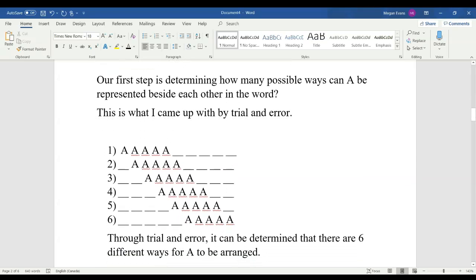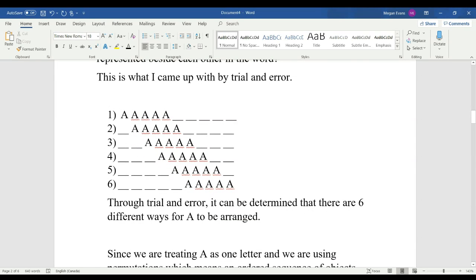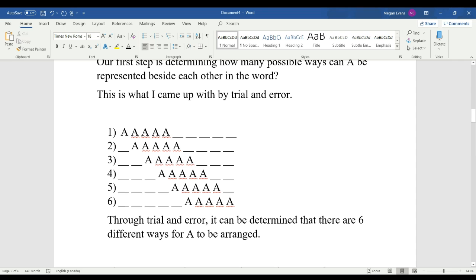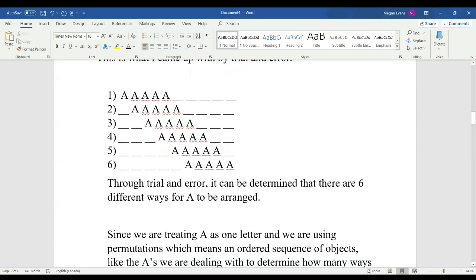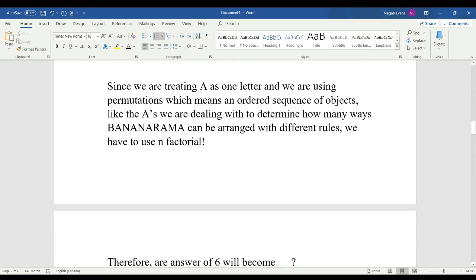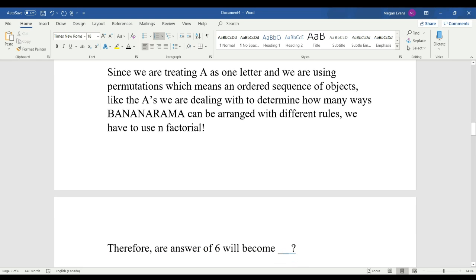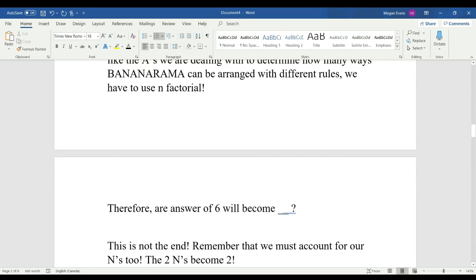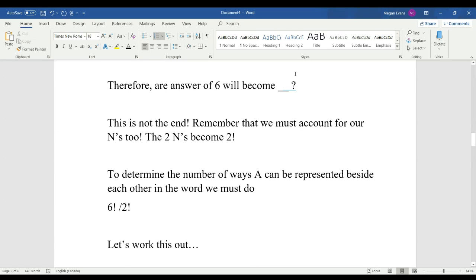Always make sure you're accounting for your letters. So this is how I came up with how many possible ways the A's can be represented beside each other in the word. Through trial and error, I determined that there are 6 ways. I put the A's at the beginning of the word and at the end of the word, and I came up with 6. Hopefully you all got something the same. Since we're treating the A's as one letter and we're using permutations, which means an ordered sequence of objects, to determine how many ways Bananarama can be arranged with different rules, we have to use factorial. That is part of the permutations unit. Therefore, our answer of 6 is going to become 6 factorial.